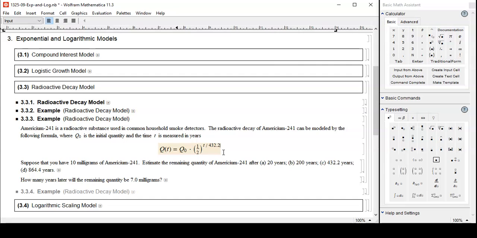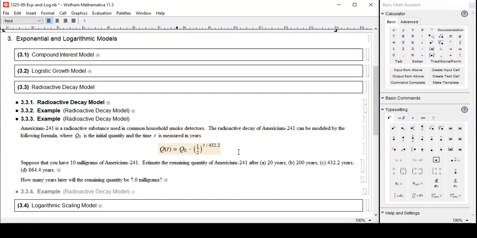Of course, people are getting natural radiation from sunlight anyway, so something much smaller than natural radiation is not much of a deal. So people use americium-241 in household smoke detectors. Anyway, let's do math problems.